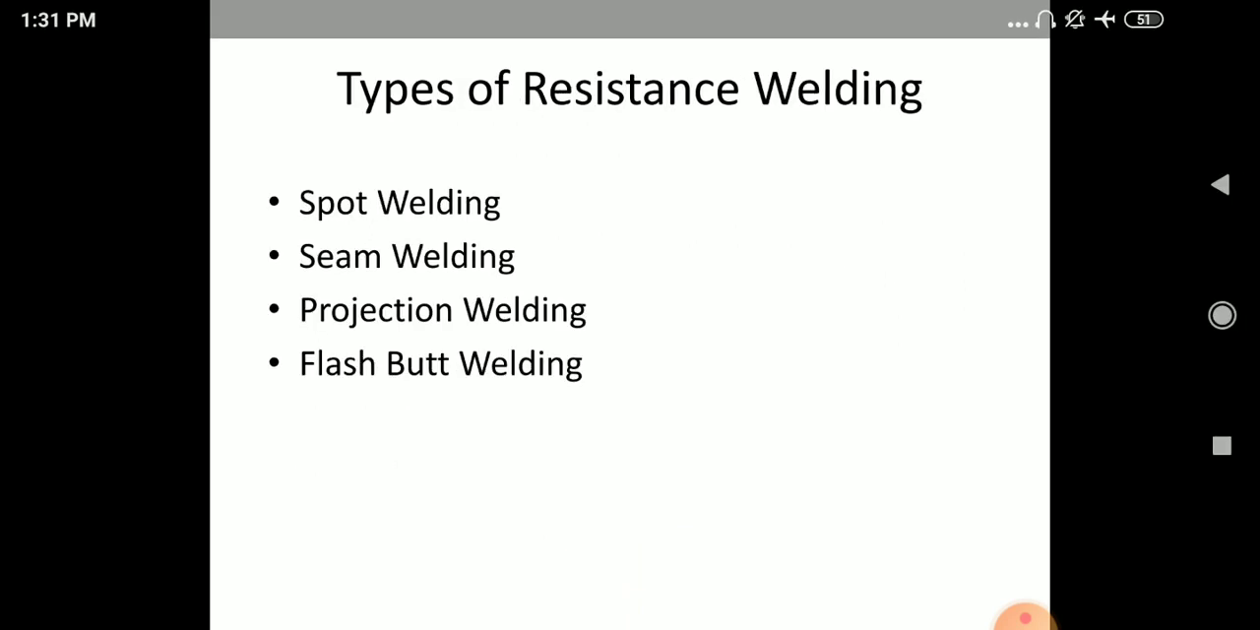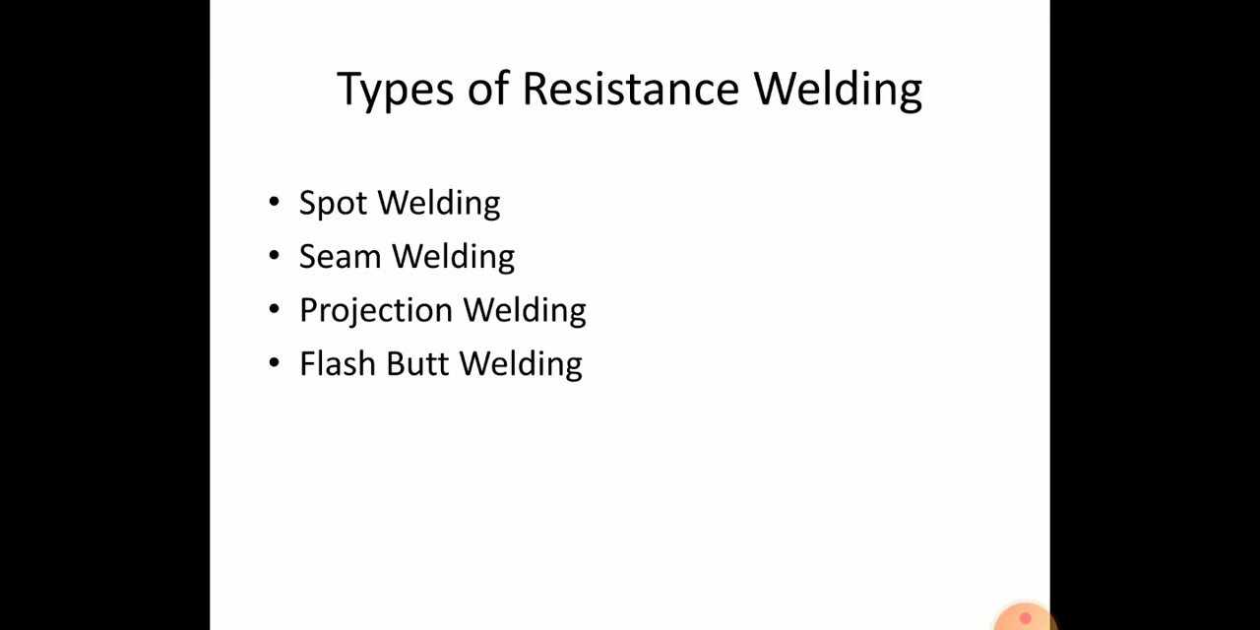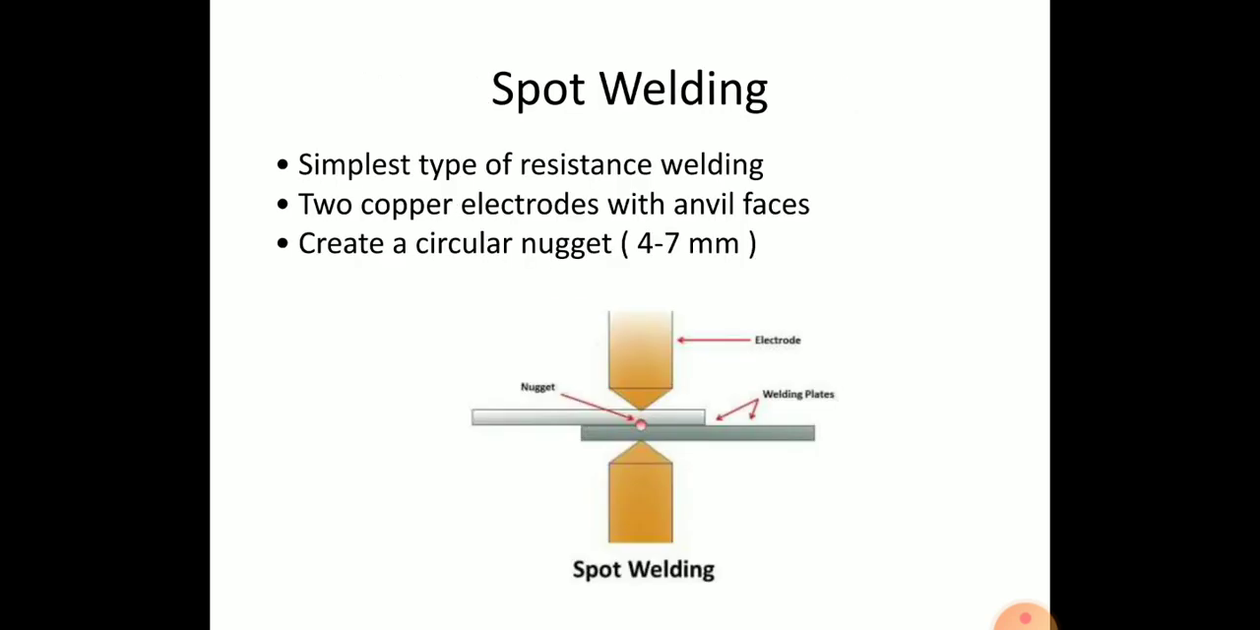Next is the types of resistance welding. There are mainly four types of resistance welding: spot welding, seam welding, projection welding, and flush butt welding. First we discuss spot welding.